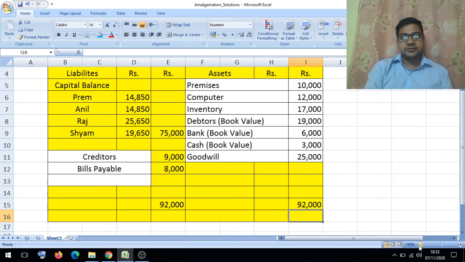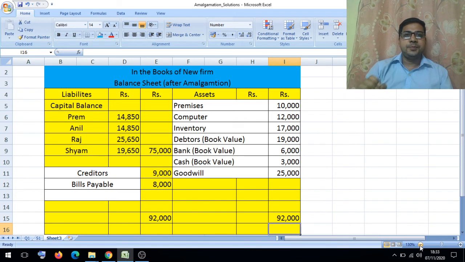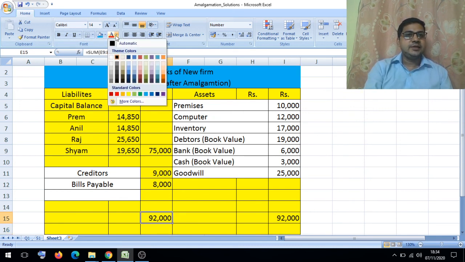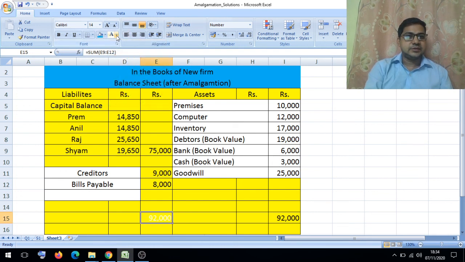So friends, we have discussed how to prepare the new firm balance sheet after amalgamation. Whenever we prepare the new firm balance sheet, assets and liabilities are acquired from the purchase consideration, and capital balances are acquired from the new firm account ledgers. In such a way we have to tally our balances. I hope you understood how to solve and how to prepare the balance sheet.